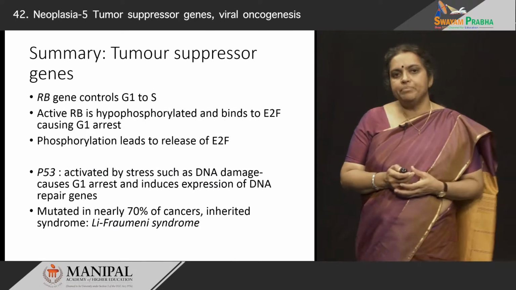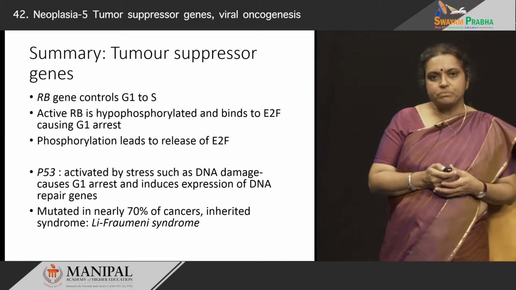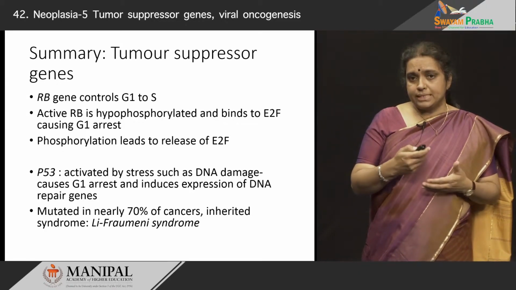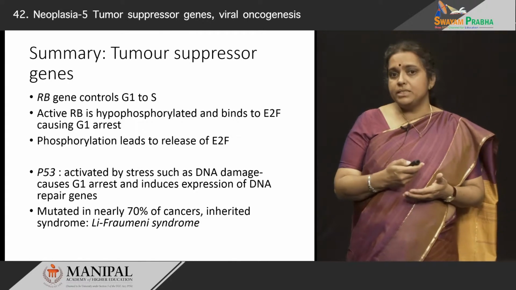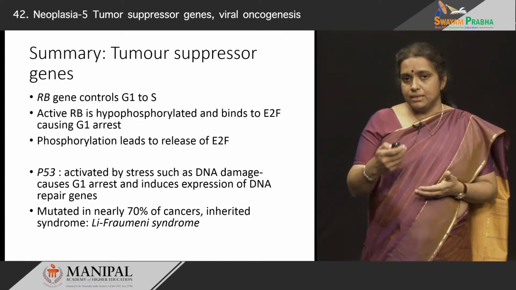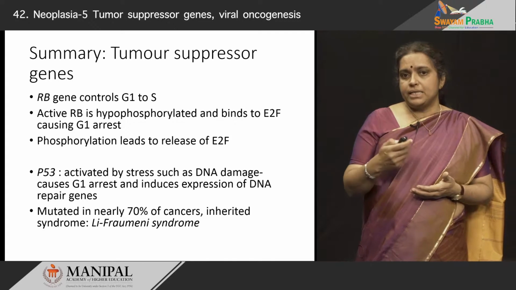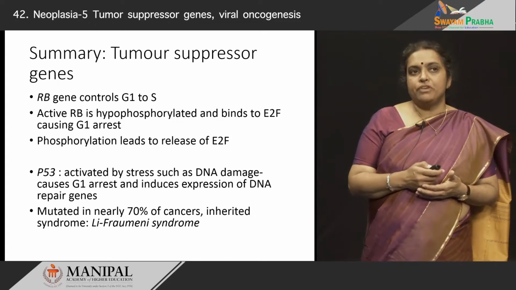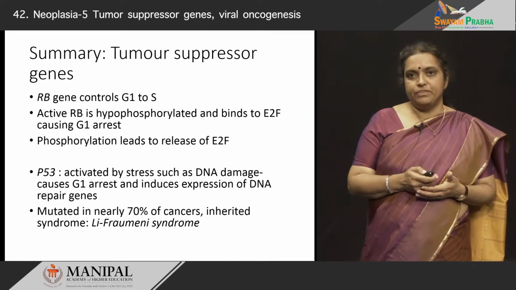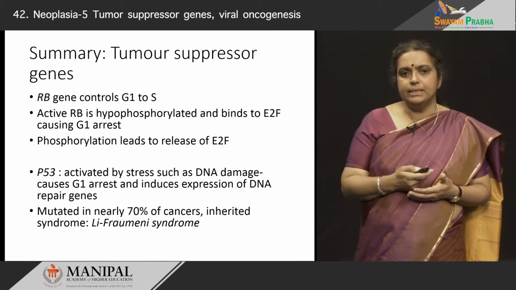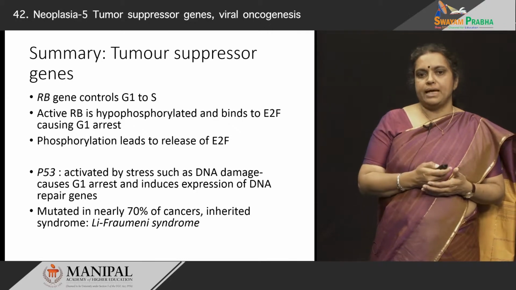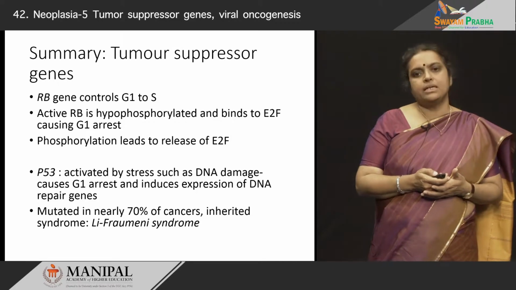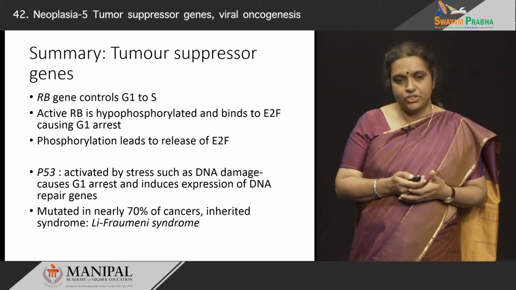So, in summary, the tumor suppressor genes control many of the normal cell cycle processes. The RB gene controls the G1 to S checkpoint. Active RB is hypophosphorylated and binds to E2F, causing G1 arrest. Phosphorylation leads to release of E2F and it is available for cell cycle, whereas P53 is activated by stress such as DNA damage. It causes G1 arrest and induces expression of DNA repair genes.